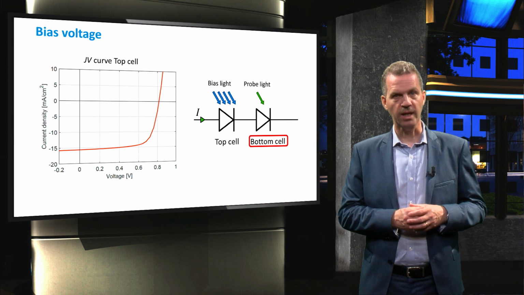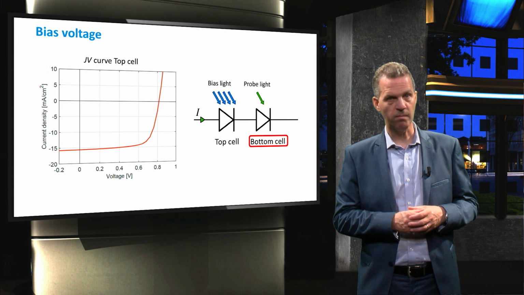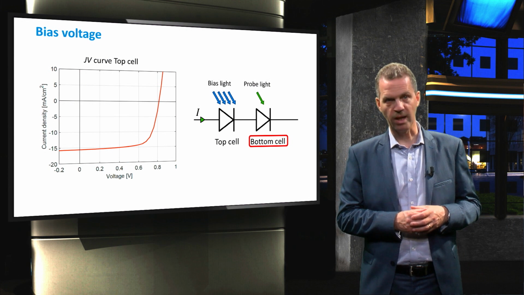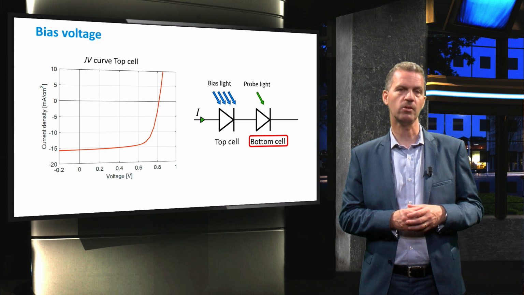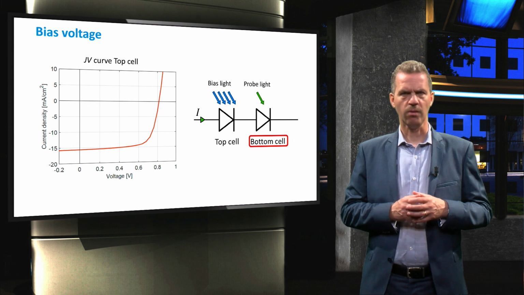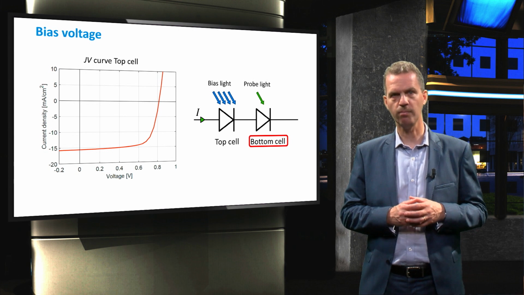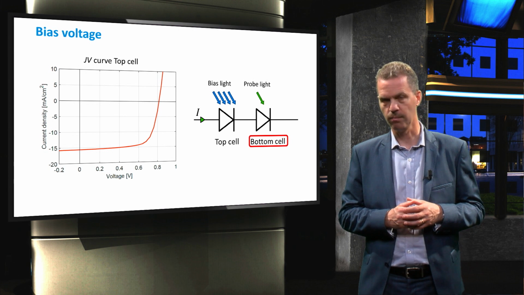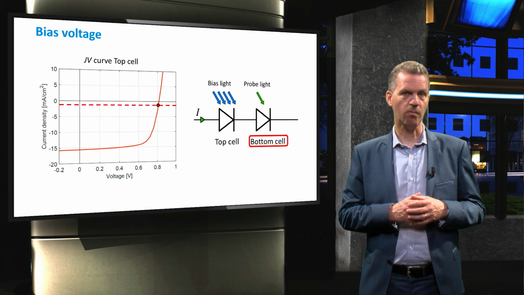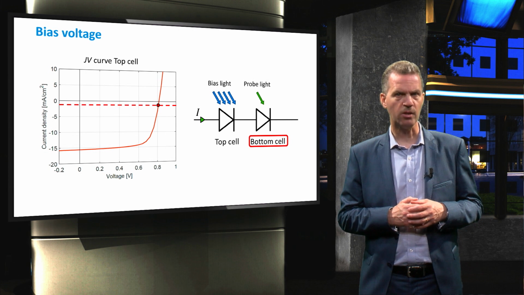We look at the case where we measure the EQE of the bottom cell and apply short wavelength bias illumination to saturate the top cell. The current through the tandem cell will be limited by the bottom cell, since it only absorbs low intensity probing light. The operating point of the top cell will therefore be located close to its open circuit voltage.